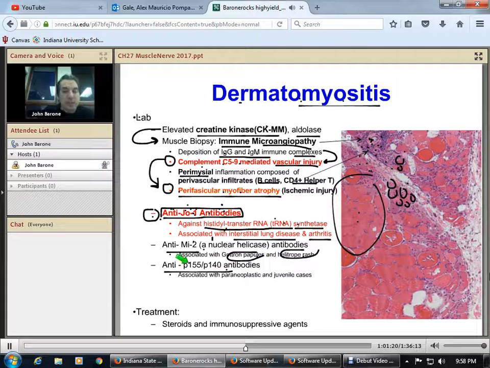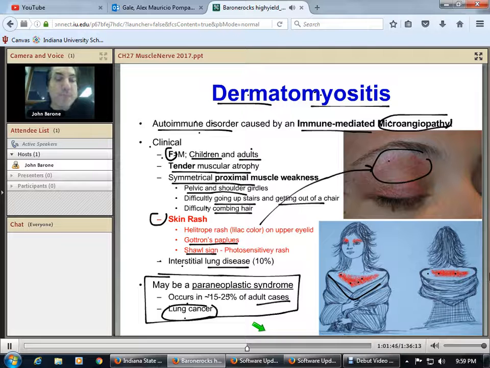This one's associated with the Gottron's papules and the rash. So when you have these antibodies, you usually get the rashes. When you have these antibodies, this is often associated with paraneoplastic syndrome or juvenile cases. But again, I've never seen them ask it. I've only seen Jo1. That's the one you should give to memory. Now, how do I treat all autoimmune diseases? Steroids and immunosuppressives, and don't forget to look for lung cancer if they're a smoker. Look for lung cancer.